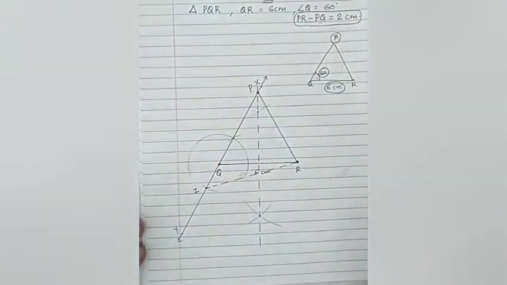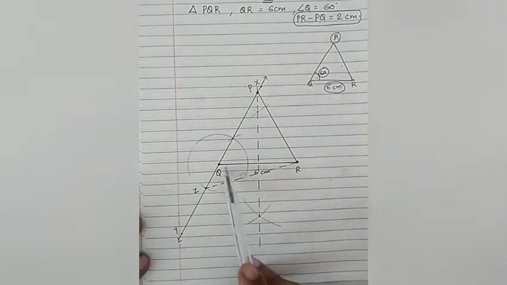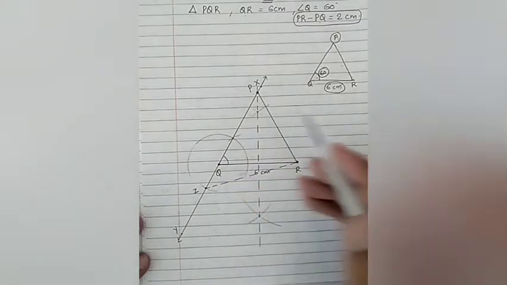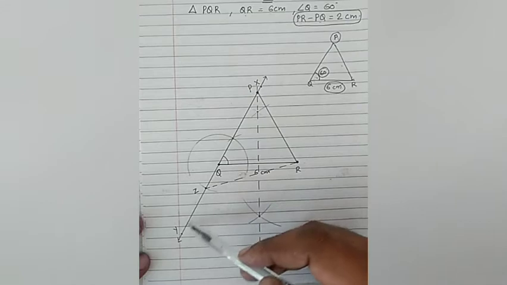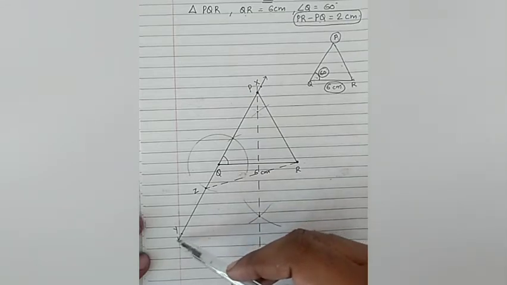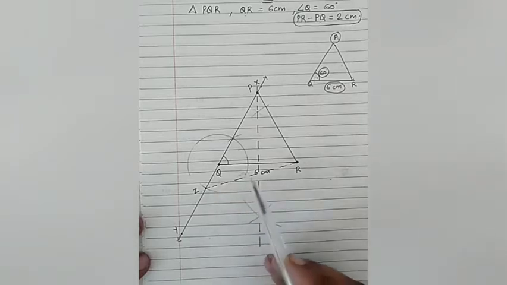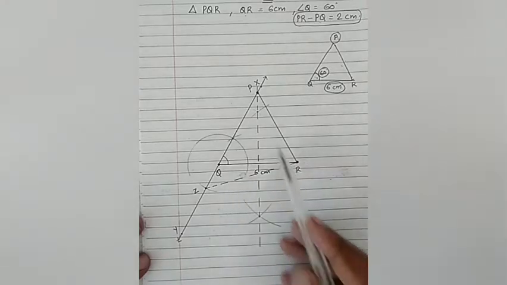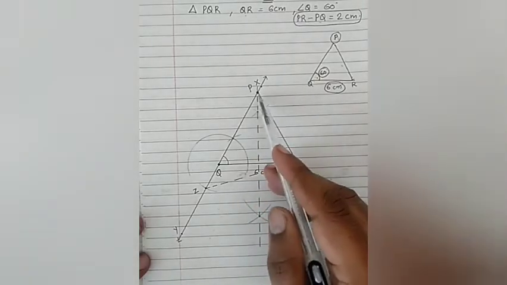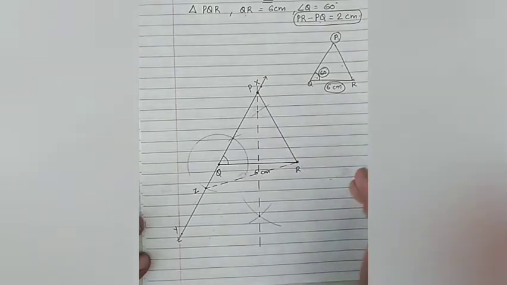I hope you have understood how to construct a triangle PQR, where QR is 6 centimeter, angle Q was 60 degree. Since we have made the angle in the opposite direction, R to Z was joined. Yes, make a perpendicular bisector of RZ, and then join it with point P. That will be point P, and then join P to R. This is your triangle PQR.